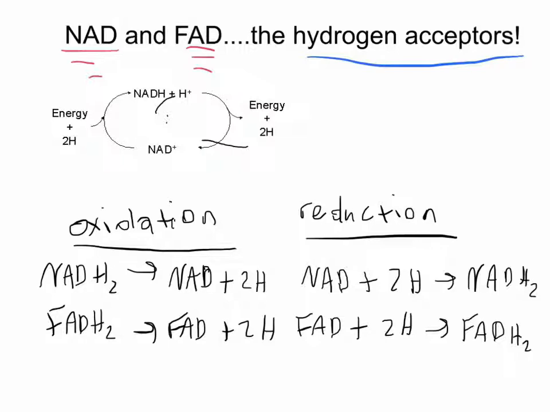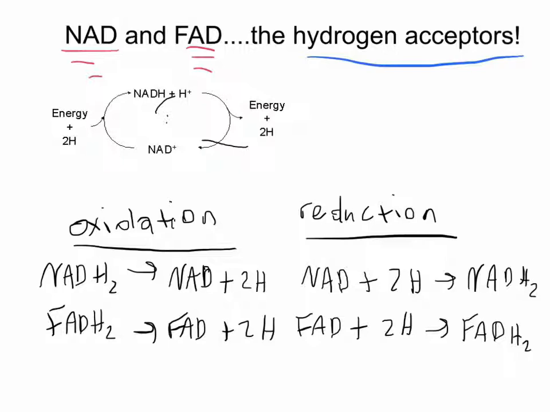Letter D says, as the hydrogen atoms are transferred to NAD and FAD, these coenzyme molecules gain energy because they are carrying extra hydrogen. You can see that in this little schematic: energy and 2 hydrogens. This is energy coming from the glucose, and 2 hydrogens coming from the glucose or products as glucose is broken down, so you'll see some of them later. That energy and those hydrogens get added to the NAD, and you get NADH or NADH2.